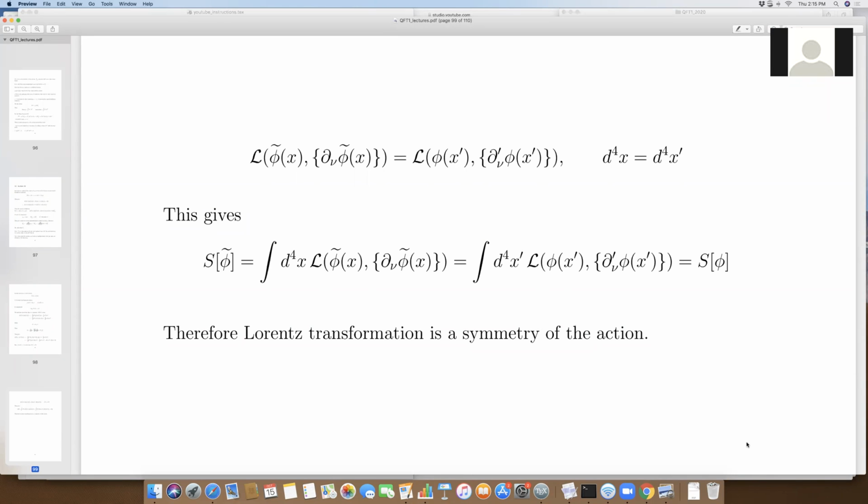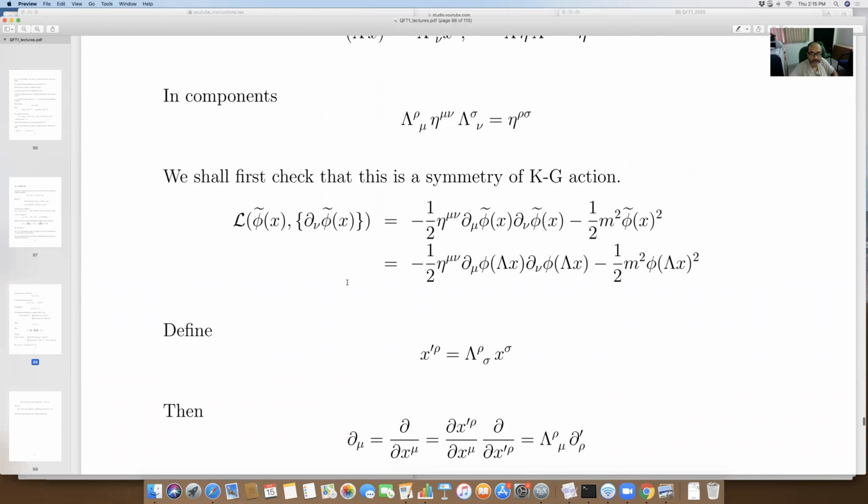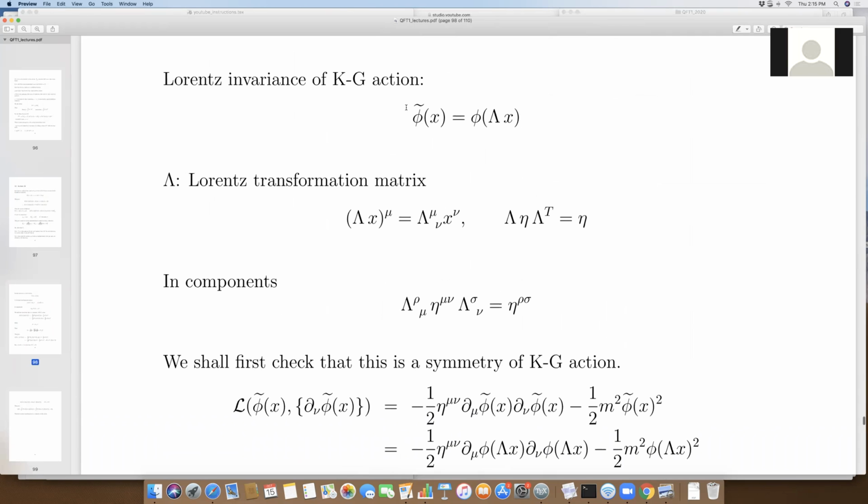Sir, the action you have just written: on the left hand side, the Lagrangian is a function of phi tilde. Phi tilde is a different field than phi. Well, but phi tilde is defined here. Yes, it is defined, but it's not the same field. No, phi tilde of x is defined as phi of lambda x.